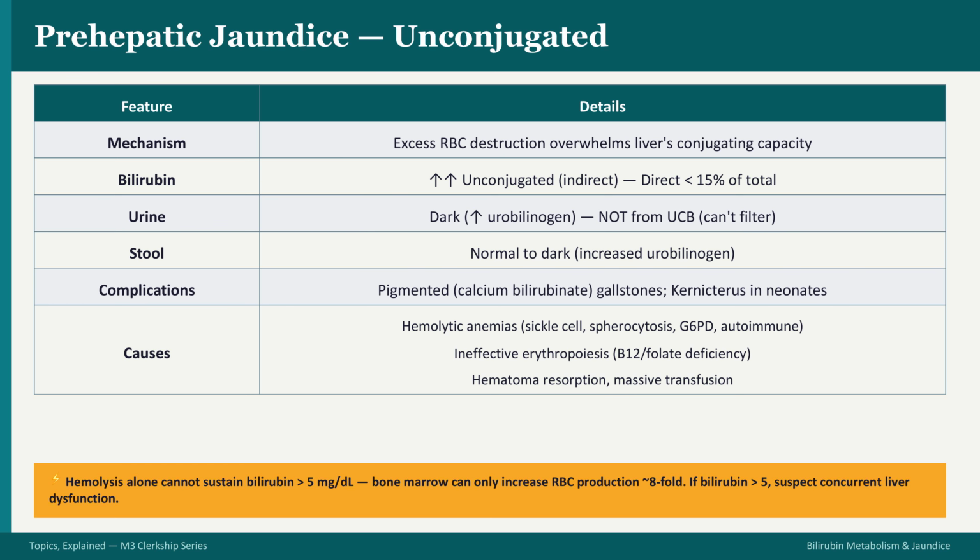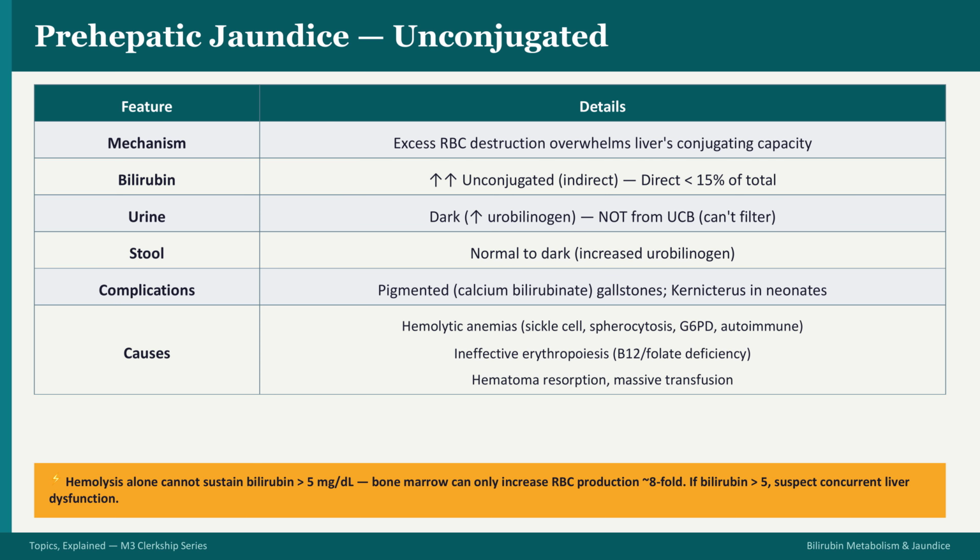Now let's apply everything we've built to prehepatic jaundice. The classic scenario is hemolytic anemia: sickle cell disease, hereditary spherocytosis, G6PD deficiency, autoimmune hemolysis. Excess red blood cell destruction overwhelms the liver's conjugating capacity, leading to elevated unconjugated bilirubin. On labs, the direct fraction will be less than 15% of total. Urine will be dark, but remember, that's from excess urobilinogen reaching the kidneys, not from bilirubin itself. Urine dipstick for bilirubin will be negative. Stool is normal to dark because more bilirubin is reaching the gut.